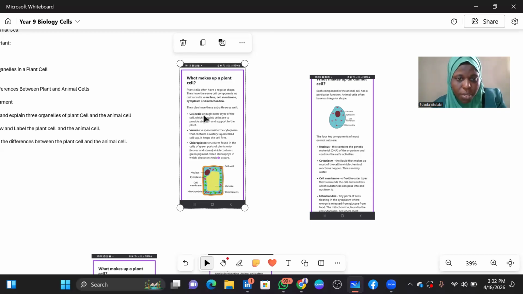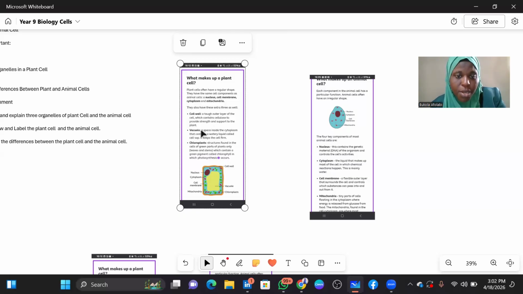First, the cell wall. The cell wall is a tough outer layer of the cell, which contains cellulose to provide strength and support to the plant. Because as you know, the plant doesn't have a skeleton to provide rigidity. So the cell wall found in the plant cell gives the plant rigidity.